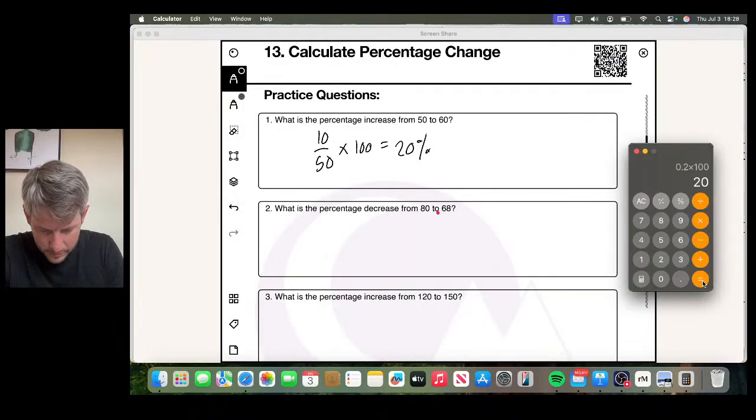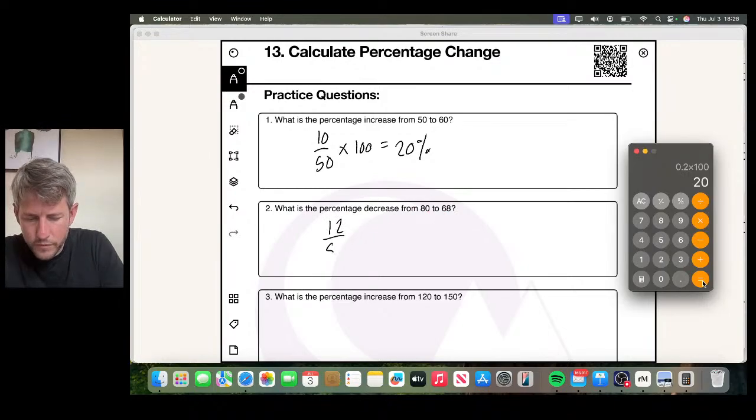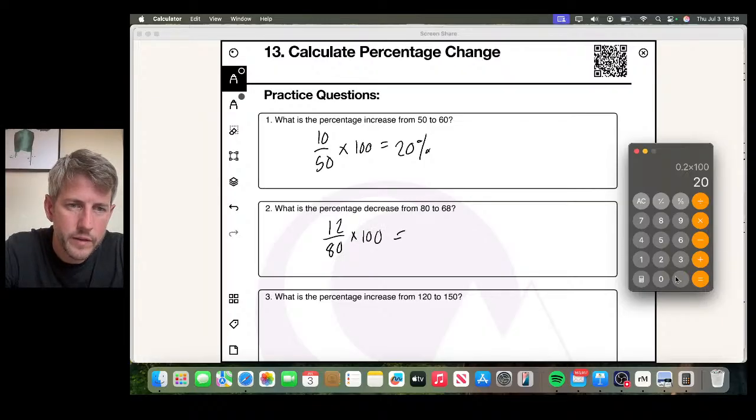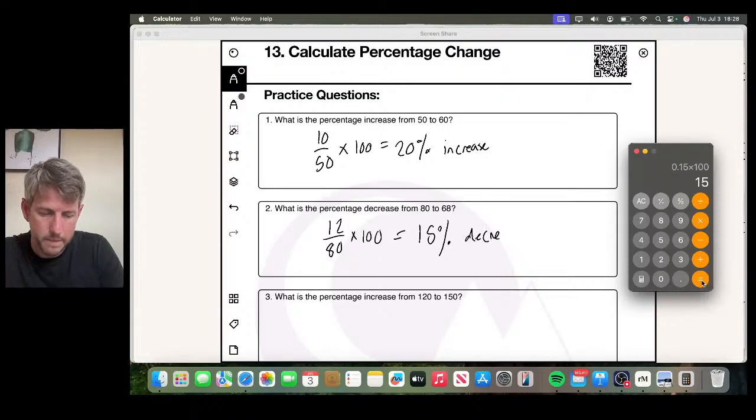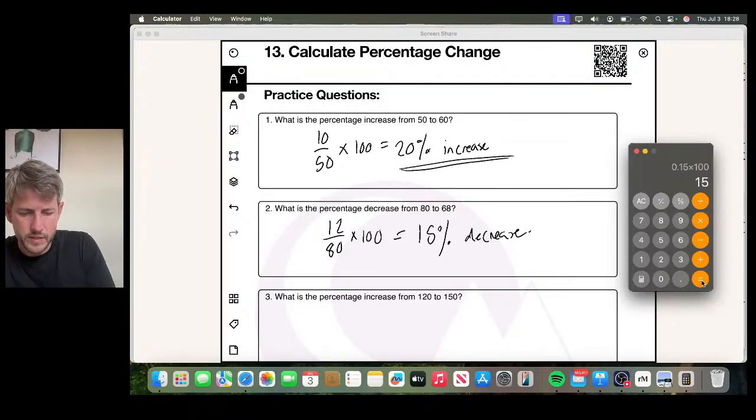Okay, I can see that this is a decrease of 12, and we decreased from the 80, so we've done 12 out of 80 times 100. Okay, so here we go. I'll just make a note that this was an increase, this was a decrease, and I'll just underline as well. Right.